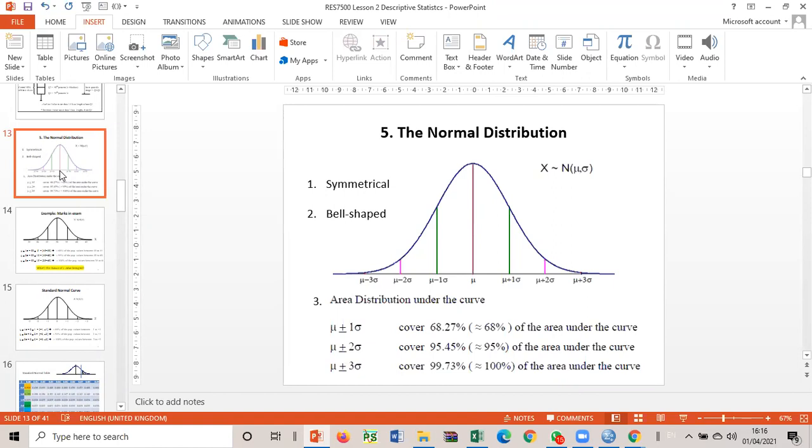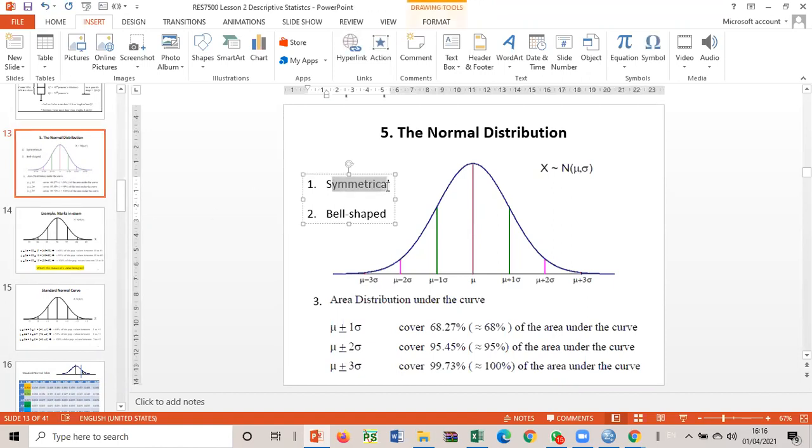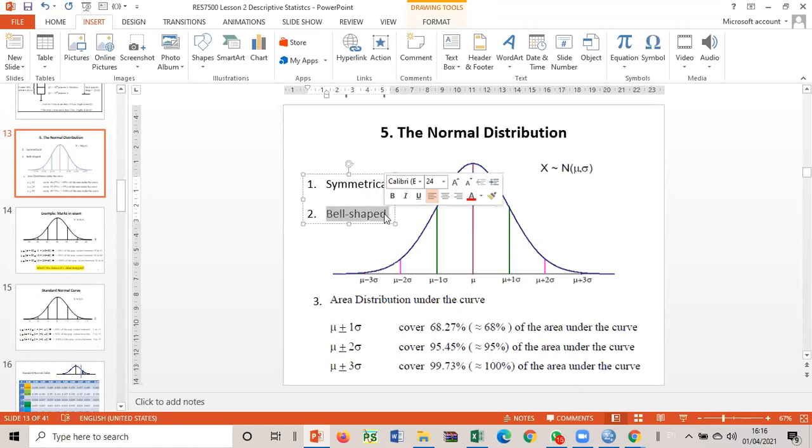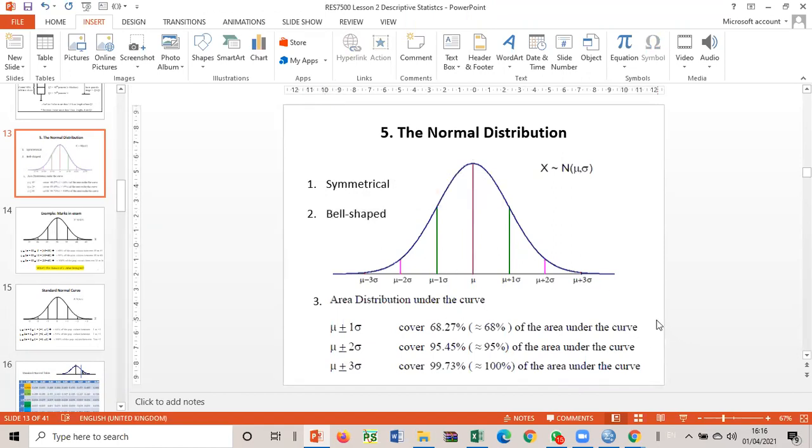Normality. For the data to be normal, a few conditions must be met. First condition, it must be symmetrical. Is this diagram symmetrical? Yes. It must be bell-shaped. Is it bell-shaped? Yes. Is this diagram bell-shaped?